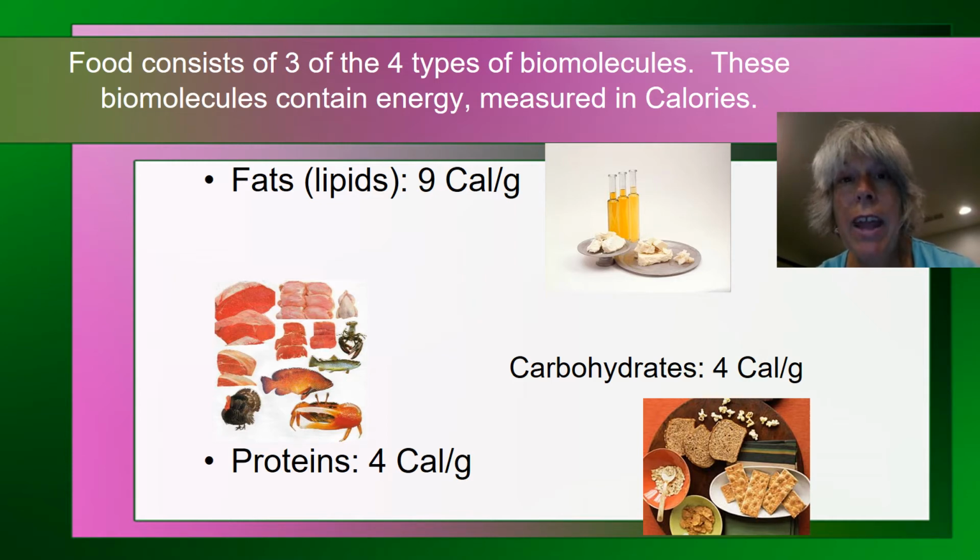Fats have the most calories per gram. Fats or lipids have 9 calories per gram. Proteins and carbohydrates are equal. Both proteins and carbohydrates have 4 calories per gram.